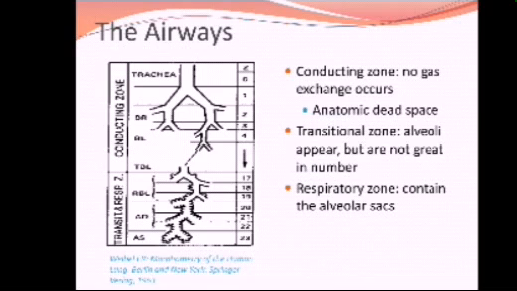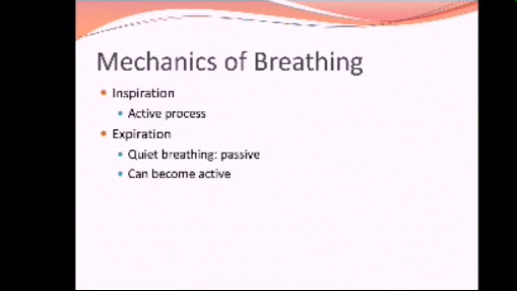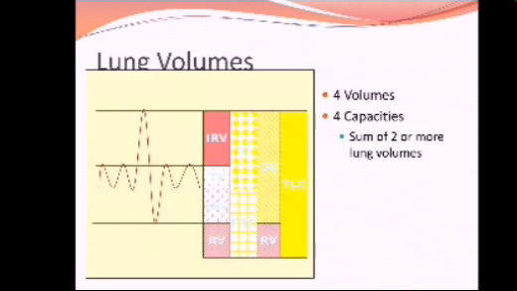We have 23 generations of the airways. The alveoli are approximately 300 million in our body. There is a large surface area, and we need them for the gaseous exchange in our body. The mechanism of breathing mainly depends on two things, inspiration and expiration. Inspiration is an active process, that means the muscles contract to cause inspiration, while expiration is a passive process. It is done by itself by the pressure changes.